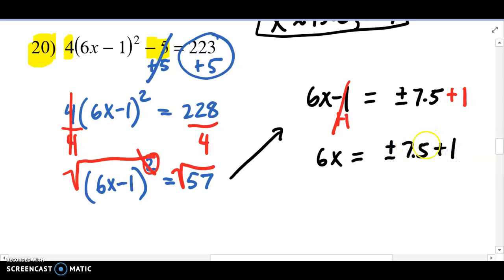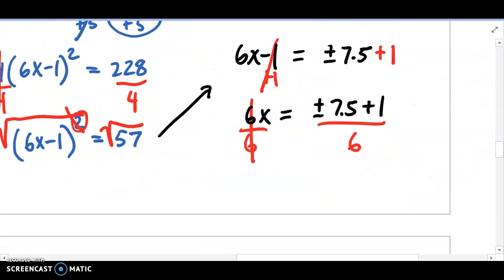Add 1. I'm not going to do that yet because I still need to divide both sides by 6. So now I'm going to divide both sides by 6, and I'm going to be done. I'm going to be able to get some answers here. So I'm going to say x is approximately, because we rounded, remember, so we have to say approximately. And again, we're going to have two answers, positive 7.5 and negative 7.5. So we have to compute them both.